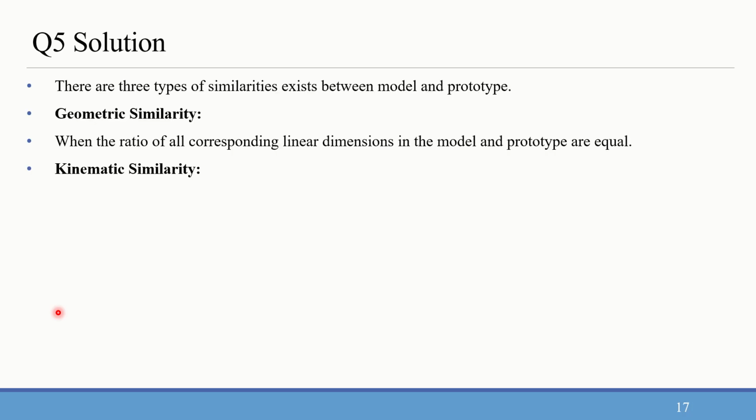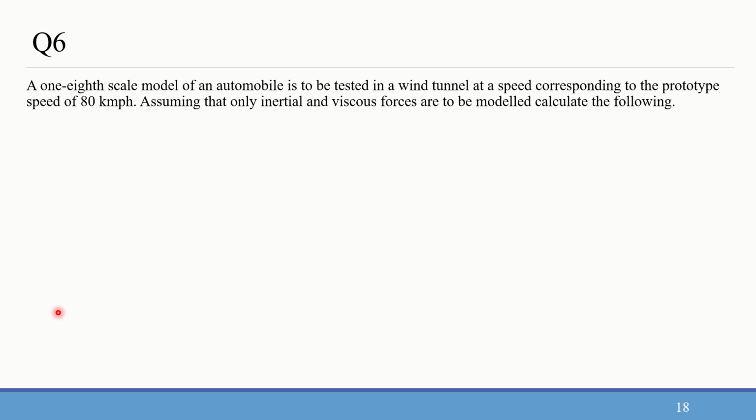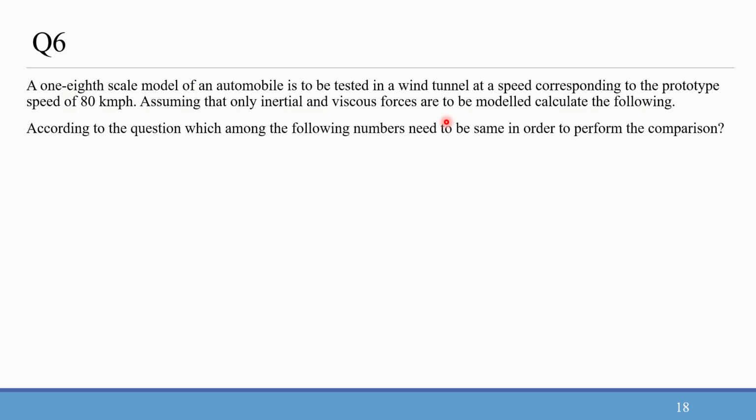Now let us go to question 6 actually. A 1/8 scale model of an automobile is to be tested in a wind tunnel at a speed corresponding to the prototype speed of 80 km per hour. Assuming that only inertial and viscous forces are to be modeled, calculate the following. According to the question, which among the following numbers need to be same in order to perform the comparison?